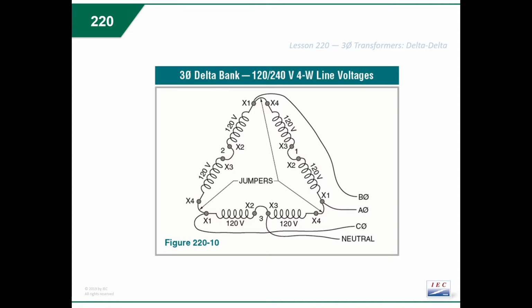So you guys may have seen this. If you haven't, you need to be aware, because these are not the most common things, but there's plenty of them out there. So you have a delta high leg is what they'd call this. So still, if I go from A to B, I get 240. A to C, I get 240.